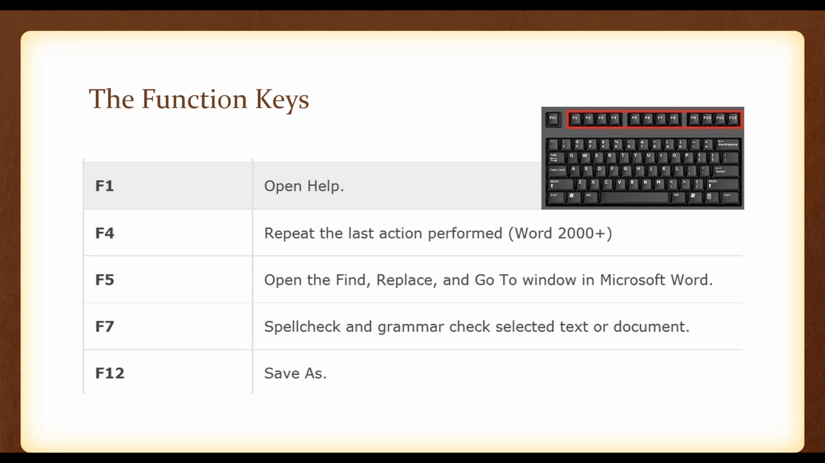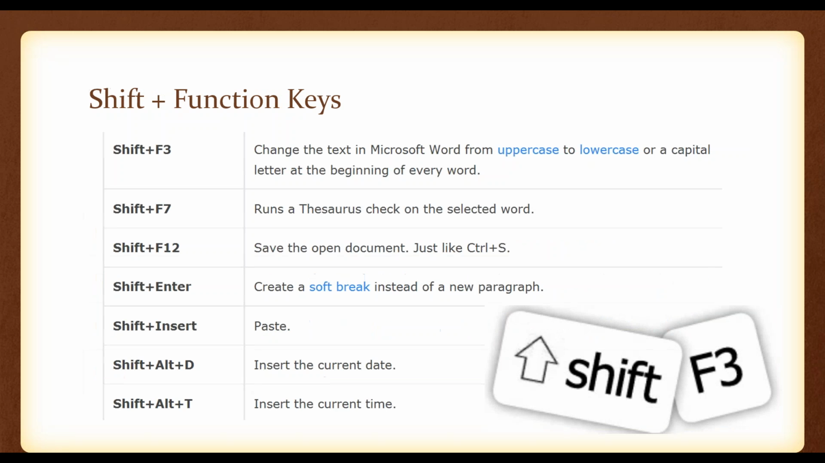F7 is usually always going to be your grammar and spell check. And if you notice in a lot of programs, not in all programs, but in a lot of programs or platforms, you hit F7 to begin the process of uploading, and then it begins your spell check, which it makes you do before you can exit that program. F12, again redundant, but you can save as.